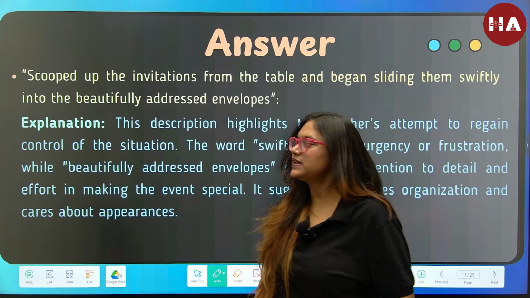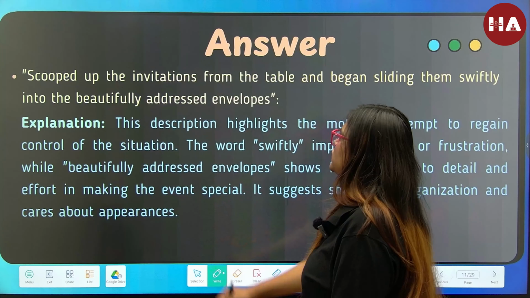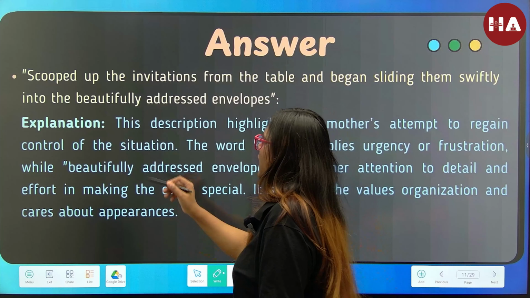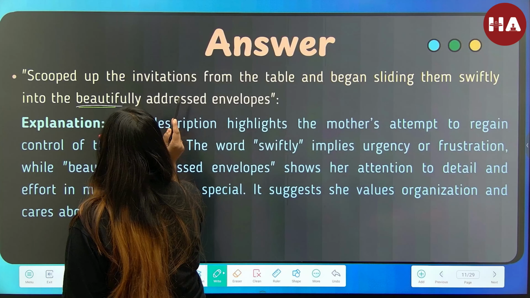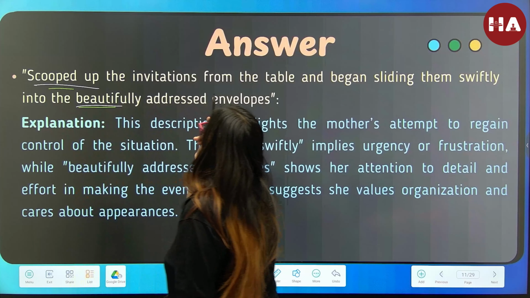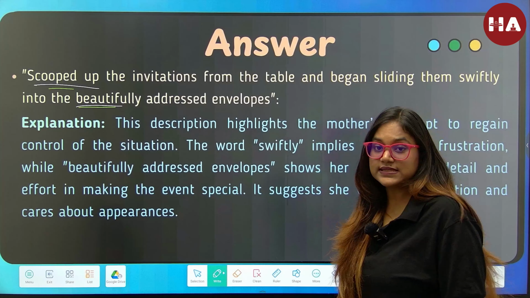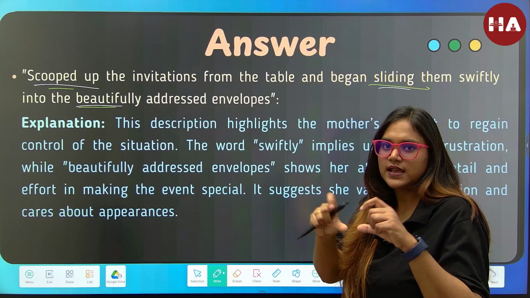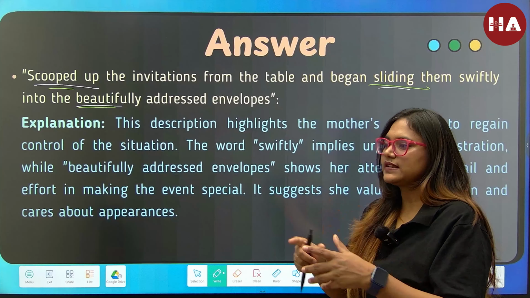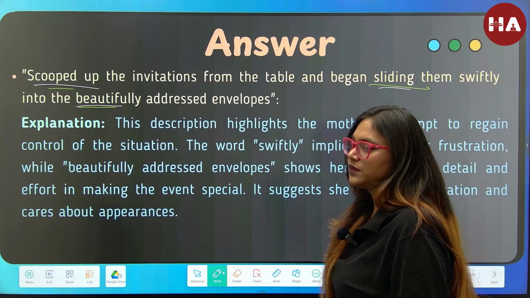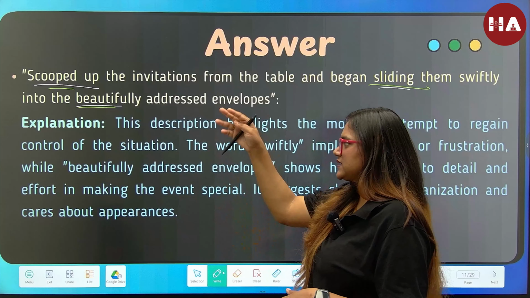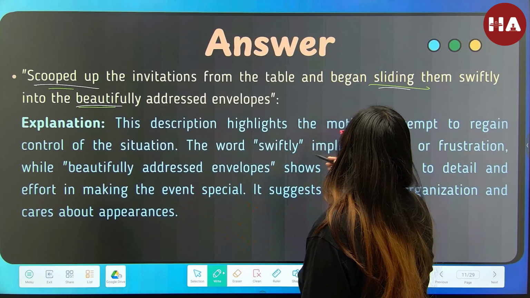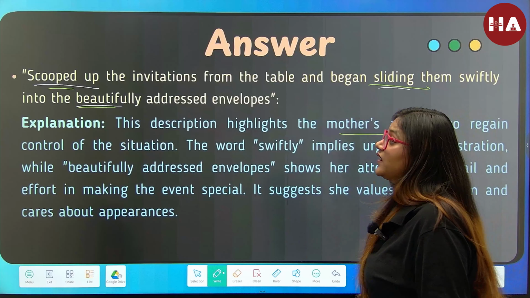Let's see the next phrase. "Scooped up the invitations from the table and began sliding them swiftly into the beautifully addressed envelopes." When you see this, "scooped up the invitations from the table" is one thing, and "sliding" is another. Even in this phrase, some words are so direct that you can understand the meaning of the phrase just by looking at these particular words. So this description highlights the mother's attempt to regain control of the situation.